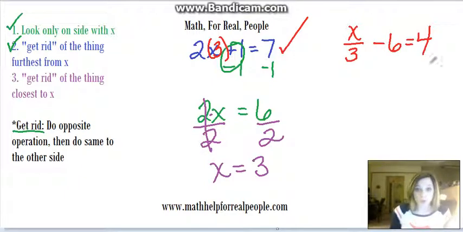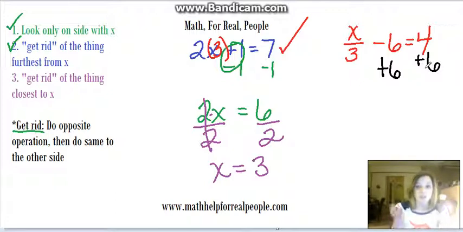Yes, it does. So let's do one more problem together. So here's our new problem. Looking at this, we can say, looking only on the side with x, what needs to happen? So first, we need to get rid of the thing furthest away, which means we need to get rid of that 6. Well, it's being subtracted. So you need to do the opposite and add 6 to both sides. So remember that equal sign is a scale, so if we add something to one side, we have to add it to the other. And then we have x over 3 equals 10.